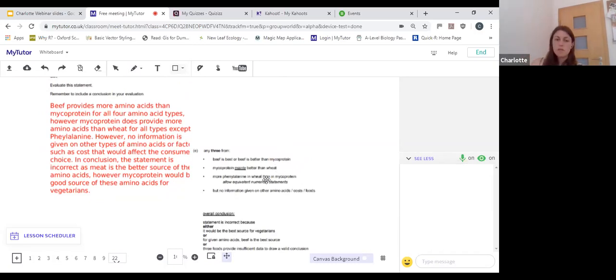So I appreciate that you can't see the table here. Well done, Grace. So beef is best and better than mycoprotein. Mycoprotein is often better than wheat. So you can see that there's a few different statements there that you could choose from that you would all have got from the table, just by interpreting that data. So beef in general had higher amounts than mycoprotein, and mycoprotein in general had higher amounts than wheat.